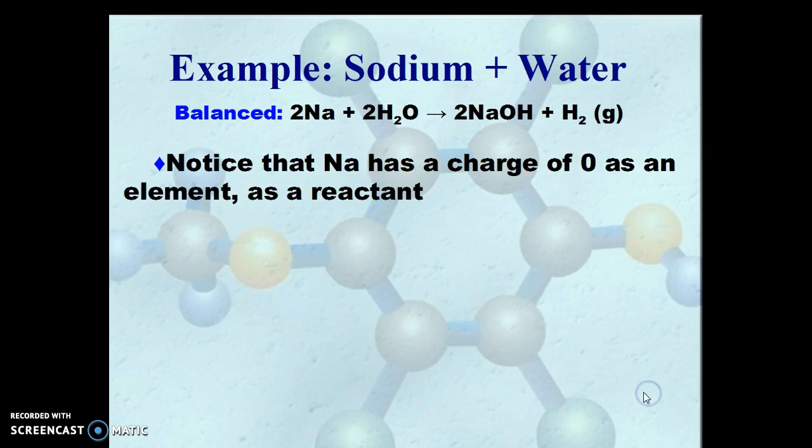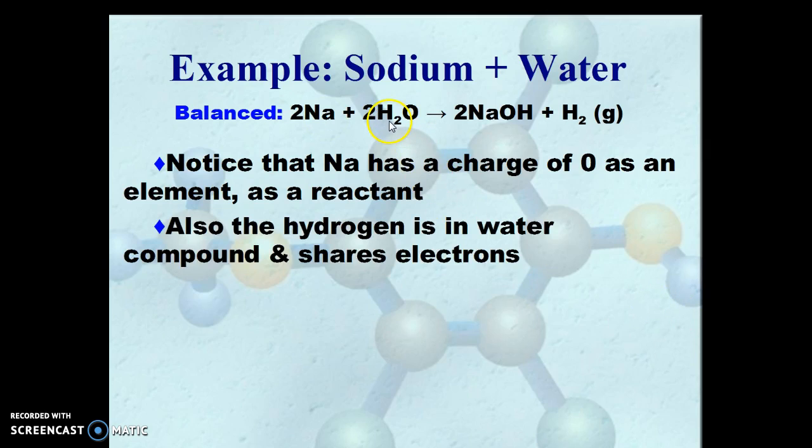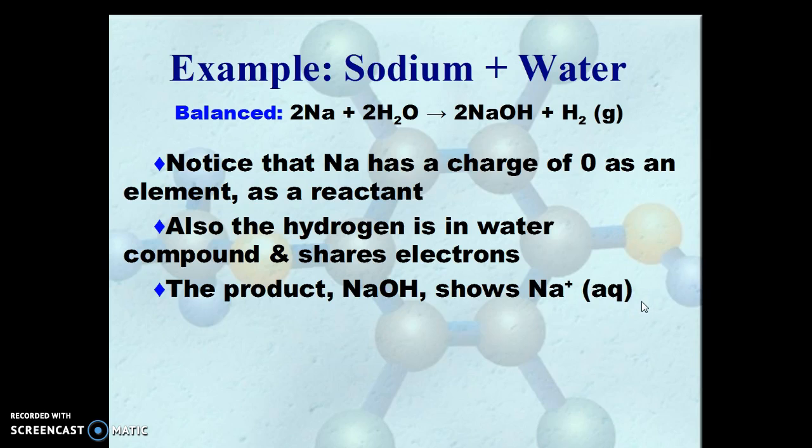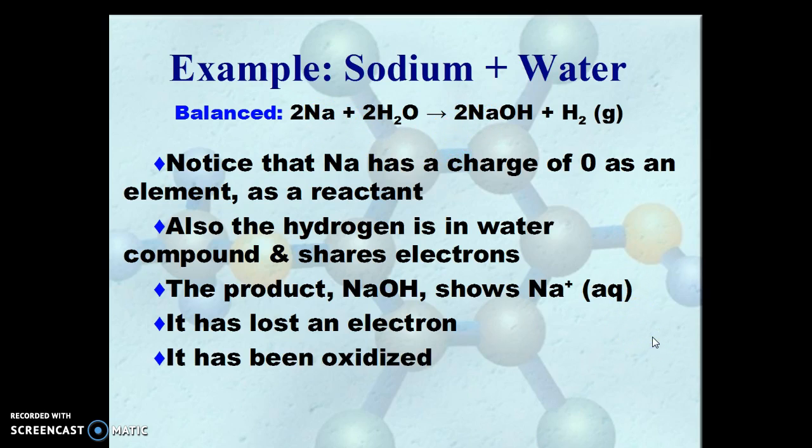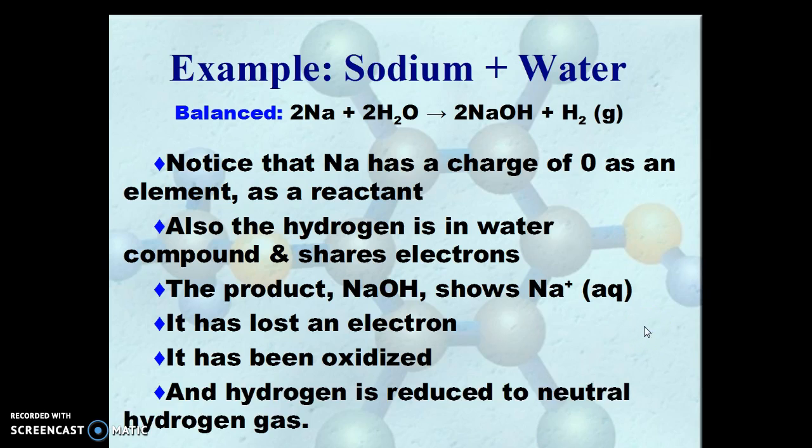Here's another example with the balanced equation. Notice that sodium has a charge of 0 as an element, as a reactant, but the hydrogen in water is in a compound. It's sharing electrons with its oxygen. The product, NaOH, shows sodium with a +1 charge because hydroxide has a -1 charge. So the sodium has lost an electron to become sodium ions. It has been oxidized. And the hydrogen in water has been reduced to neutral hydrogen gas.